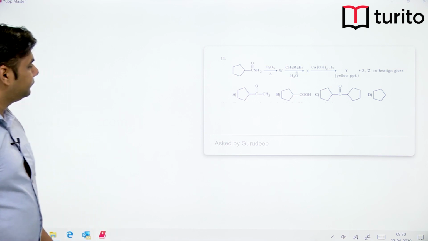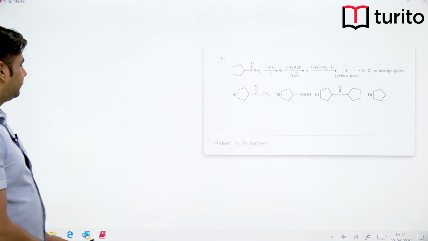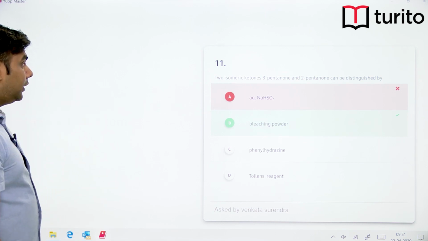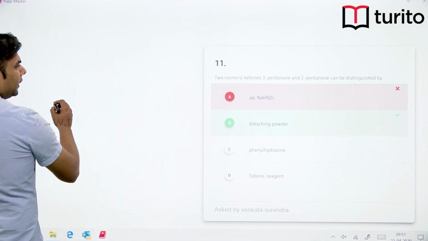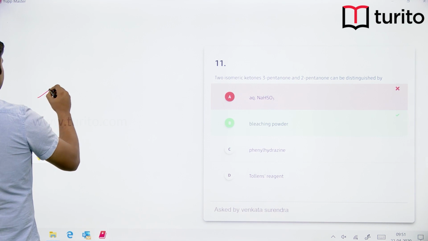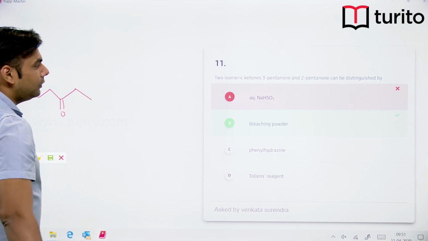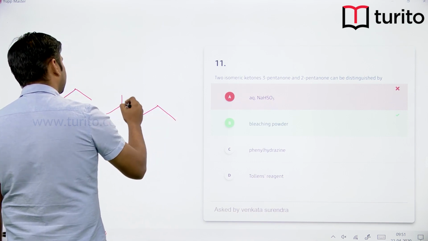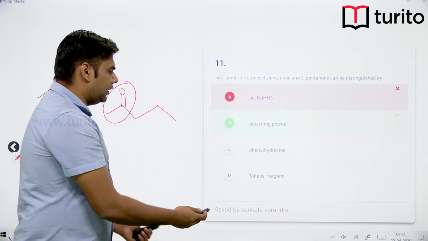So next question is, two isomeric ketones, 3-pentanone and 2-pentanone can be distinguished by. Okay, so basically we are having 3-pentanone. So this is 1, 2, 3, 4, 5. This is 3-pentanone, and then we are having 2-pentanone. So one is methyl ketone, and the other is a normal ketone.